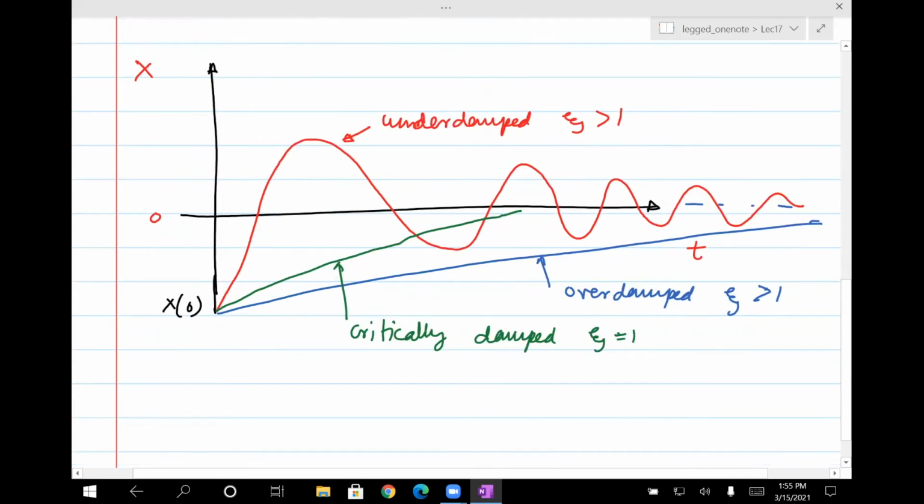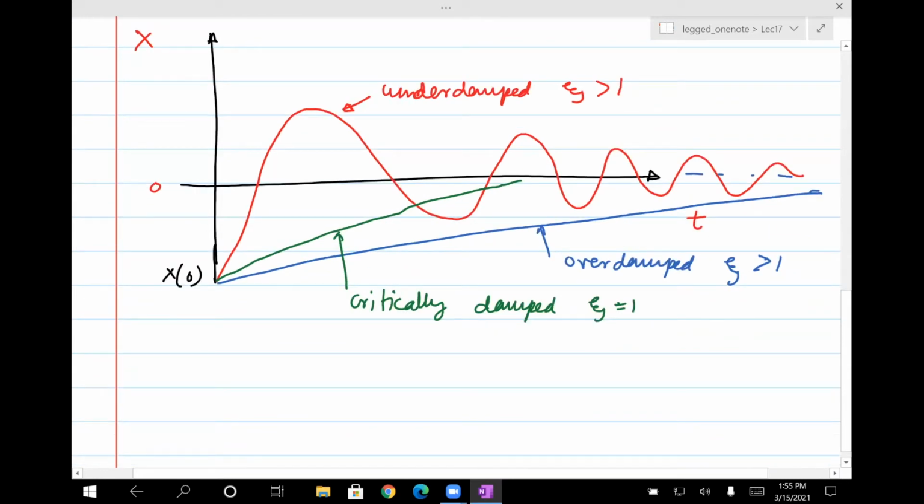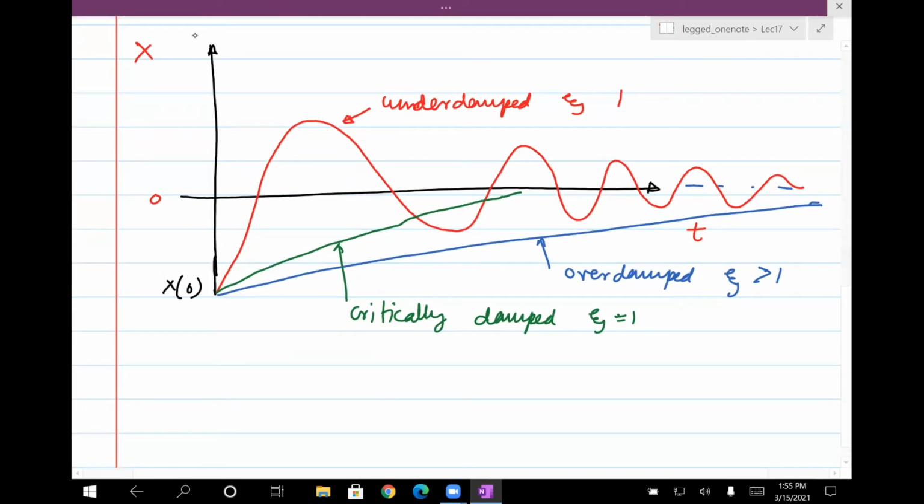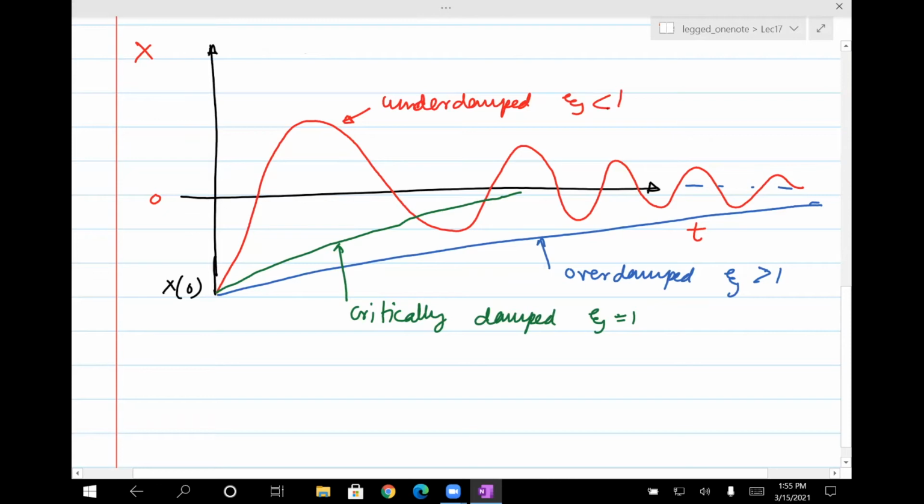From these three responses, you can see that, yeah. I think you just made a small error in your inequalities. Underdamped should be less than 1, no? Right. Good catch. Yeah, sorry about that.